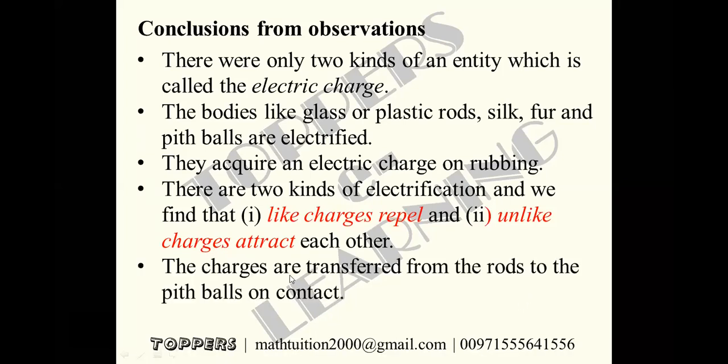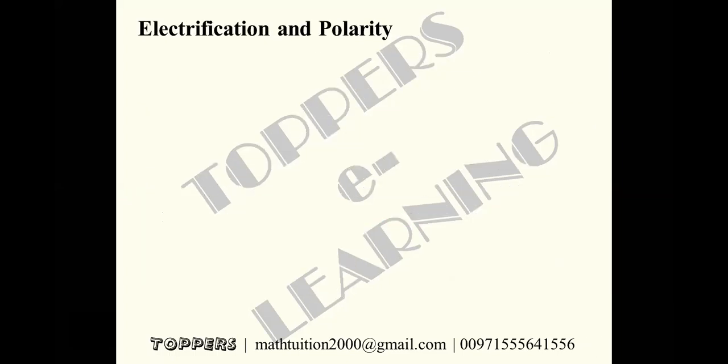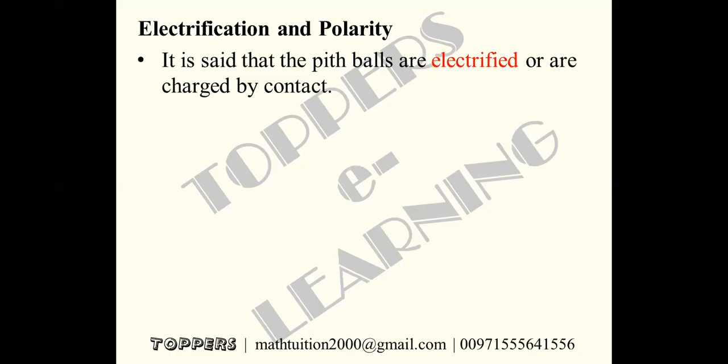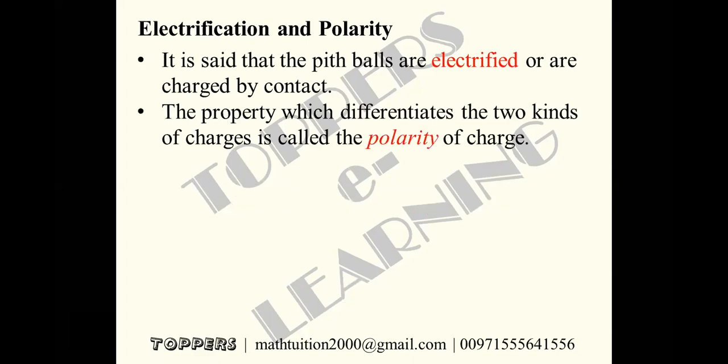The charges are transferred from the rod to the pith balls on contact. So the accumulated charge can be transferred to another neutral object when they come in contact. Now we have to remember the terms electrification and polarity. Electrification: it is said that the pith balls are electrified or charged by contact. When we are charging a material, that process we call electrification, or we can say it is electrified. The property which differentiates the two kinds of charges is called the polarity of charge.